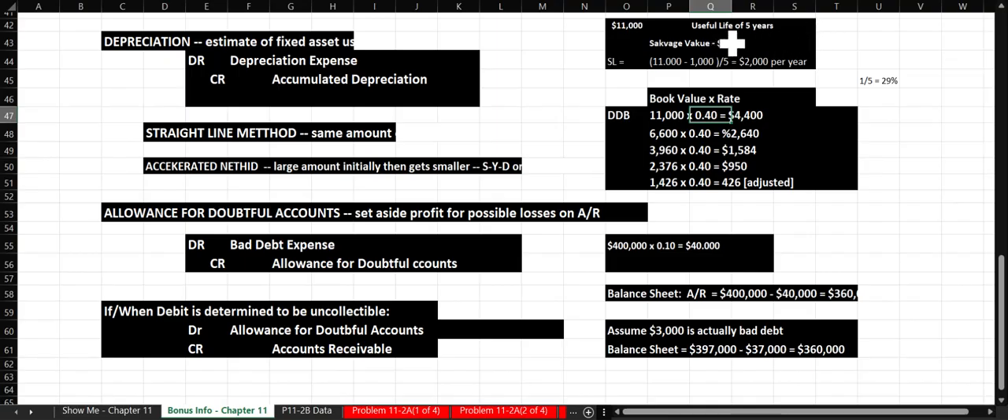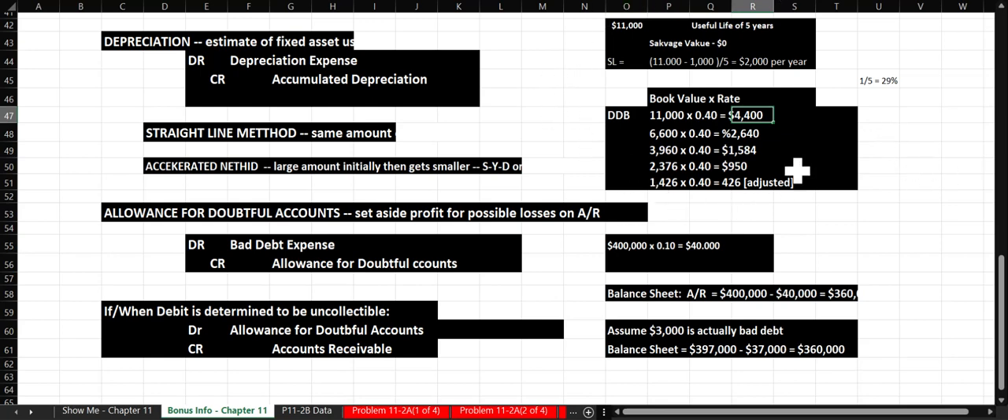So clearly this number would change depending on the useful life. So if it were 4 years, then it would be 1/4, which is 25%. And therefore the DDB rate would be 50%. So here we take the 11,000. Notice in this case, I'm not accounting for the salvage value. It's taking the book value of the asset and multiplying it by whatever the rate is. So the book value at the very beginning is 11,000 minus 0 because there is no depreciation yet. So 11,000 times the 40% gives me $4,400.